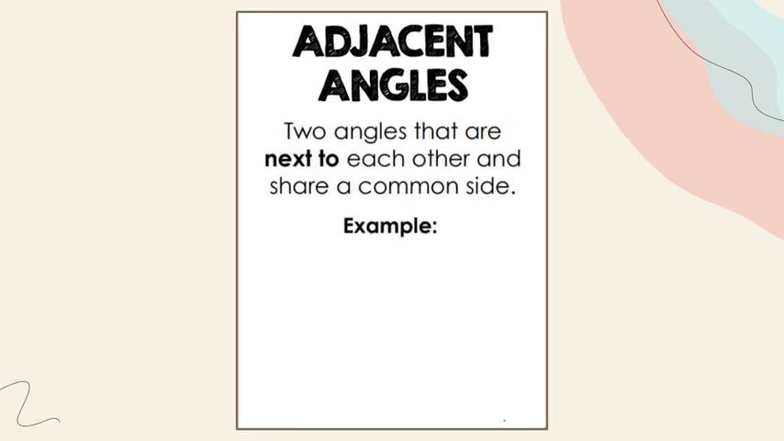Adjacent angles are two angles that are next to each other and share a common side. So that would look like this. We would have angle 1 and angle 2. And those two angles would be adjacent because they share this common side.